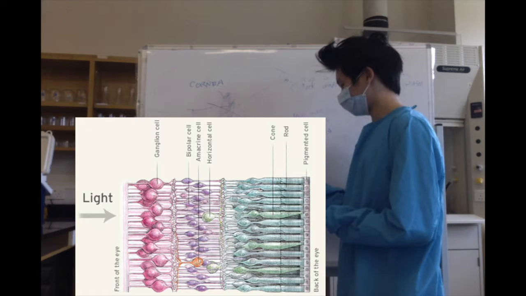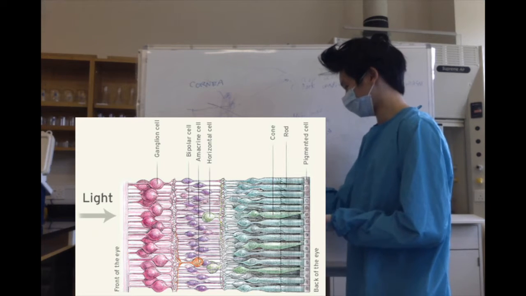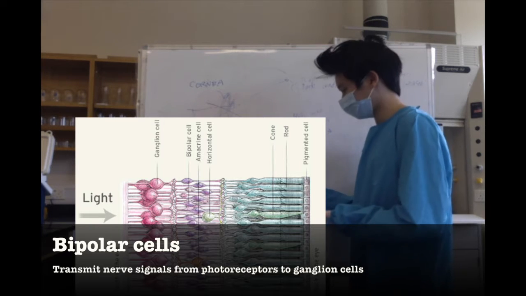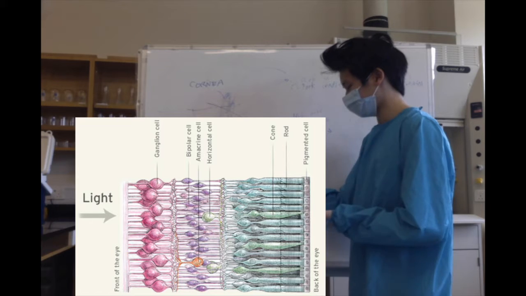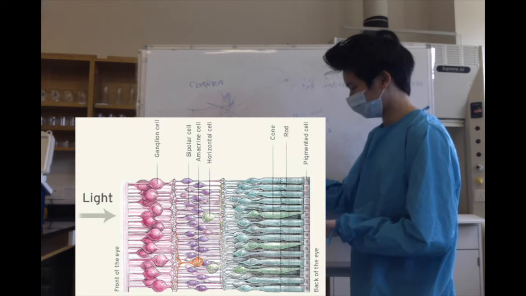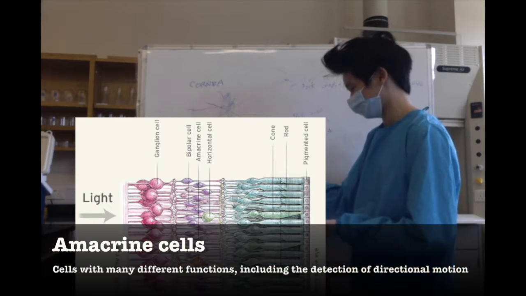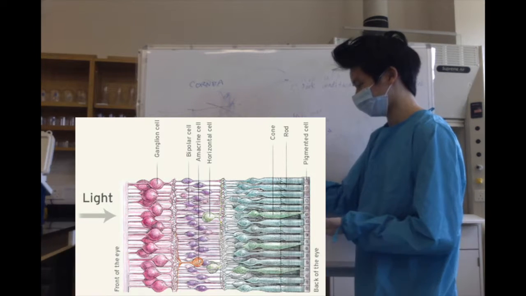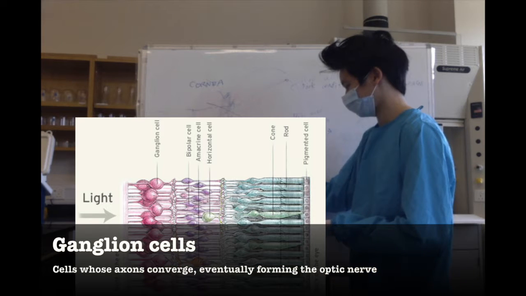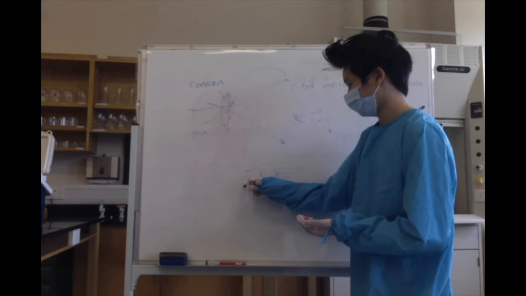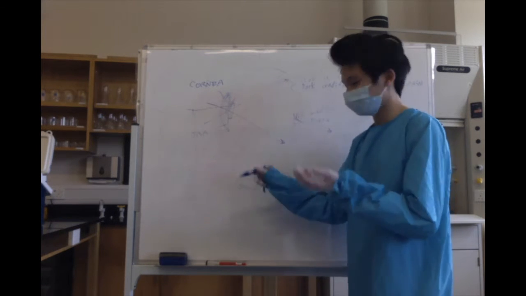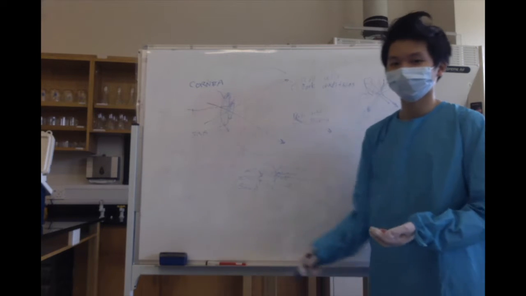And then right in front of those are the bipolar cells, and nerve signals travel from the rods and the cones through the bipolar cells. Also there are cells called amacrine cells, and these transmit information from one bipolar cell to multiple ganglion cells. And then it's the axons of the ganglion cells which converge or come together and form the optic nerve.